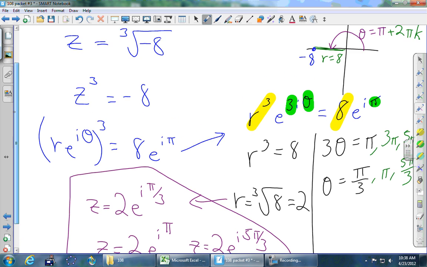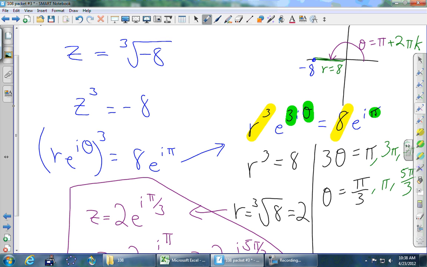So last thing about this one, I think really the hardest part here is to remember that you need to convert that number, the -8, into some polar thing. You got to get your hands on the polar form of stuff before you can do anything. Any questions on that one?